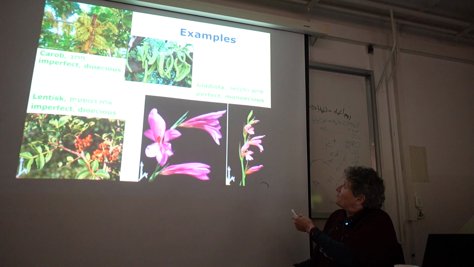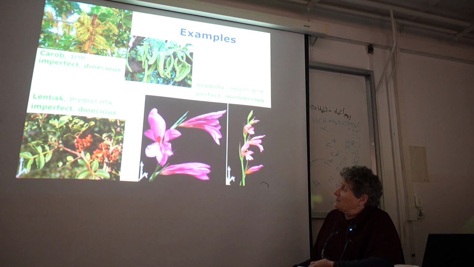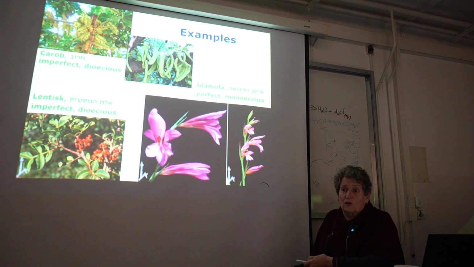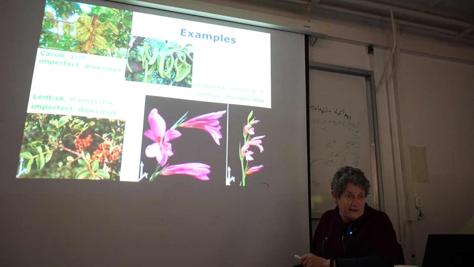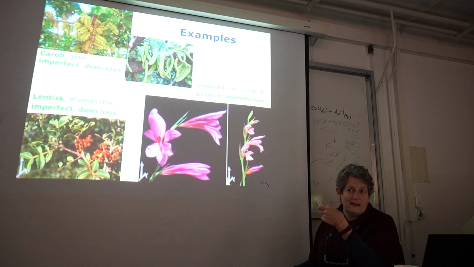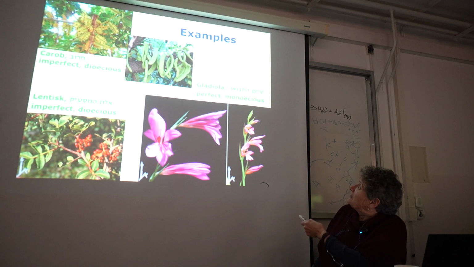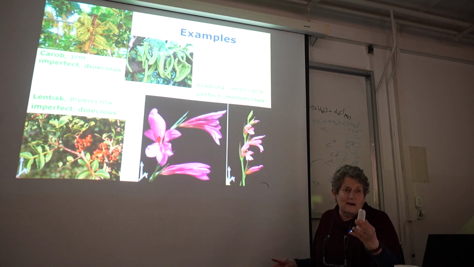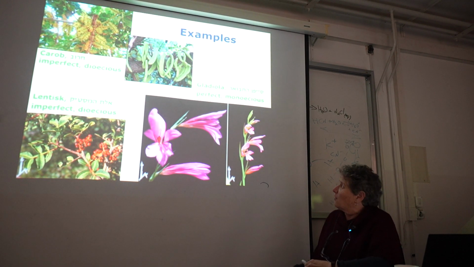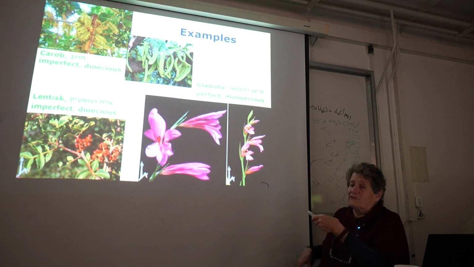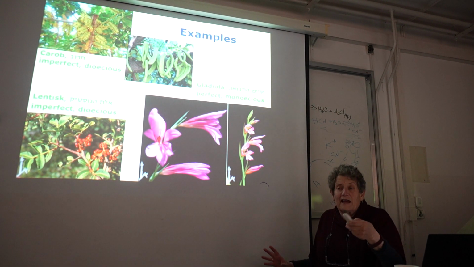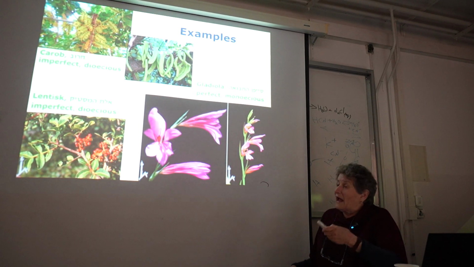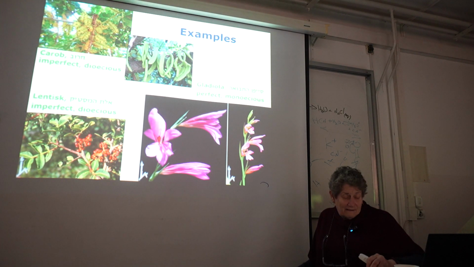And on the other hand, you have a plant like this, the gladiola. This is a native species here. We're not talking about the gladiolas that you buy at the flower stand. And what you can see here is that the flowers are the typical flowers that we know. They are perfect flowers, or hermaphroditic flowers. Every flower has both male and female organs, and they're all on one plant.